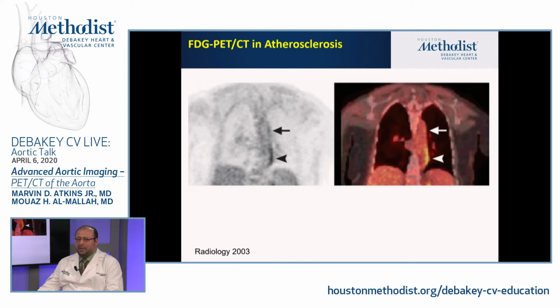Most of the time these scans would be done for other causes, like for example a patient who's got a history of cancer and is being imaged for lung cancer or others, and they find this plaque. So for atherosclerosis, it's more of an incidental finding that helps guide our therapies potentially.